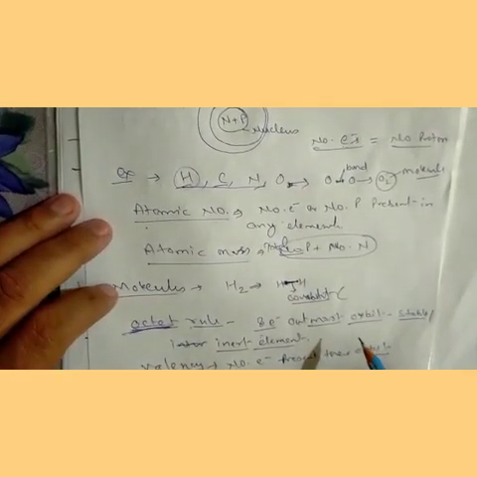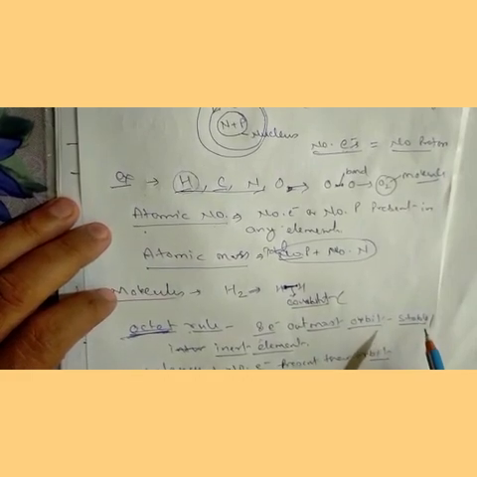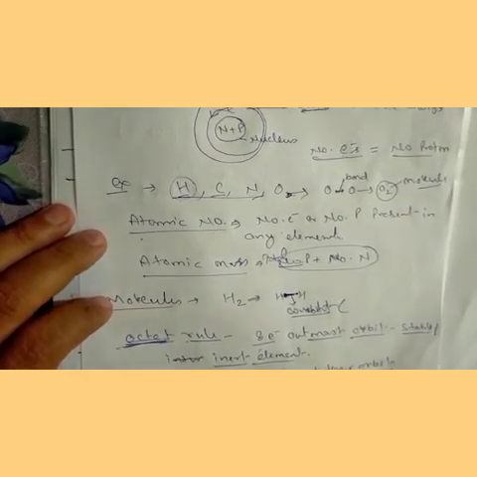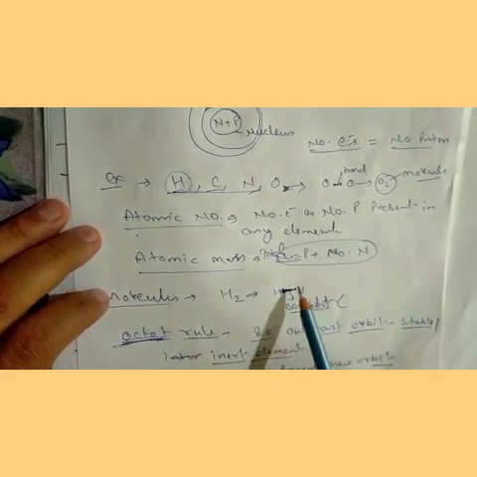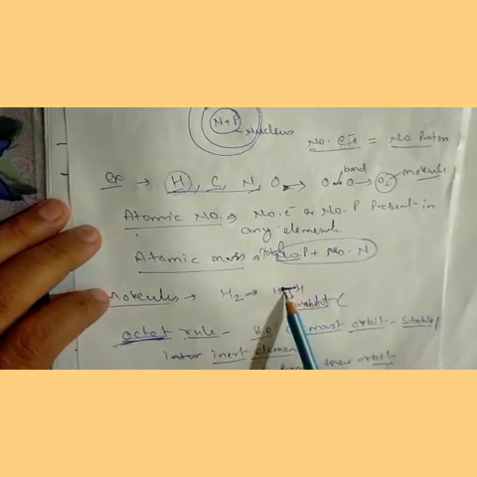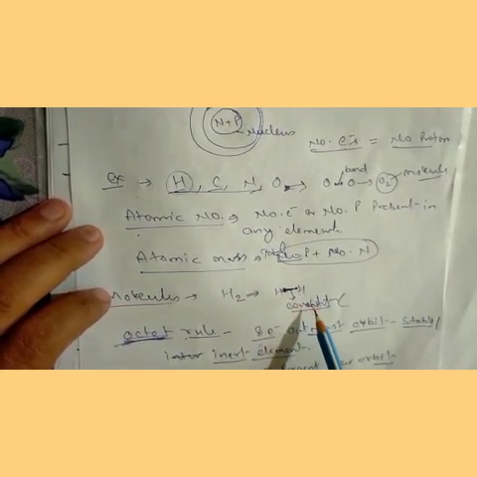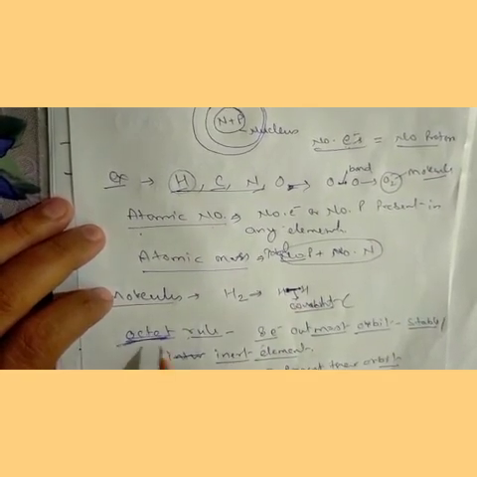Basically, if any atom has 8 electrons in its outermost orbit, that atom is called non-reactive, or inert, or stable. To follow that rule, all atoms either gain or lose electrons to satisfy their octet. That's why this rule came into the picture, where elements form bonds by losing electrons, gaining electrons, or sharing electrons.